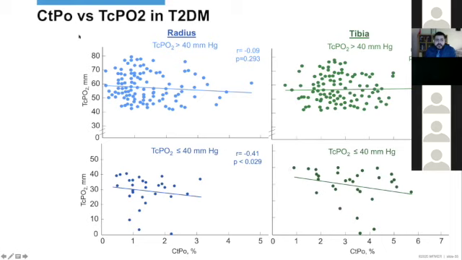Cortical porosity, as I mentioned earlier, is increased in this group, and we were able to see in our cohort that the cortical porosity actually corresponded with lower transcutaneous pressure of oxygen, TCPO2, which indicates microvascular complication and decreased perfusion to the periphery, meaning that the cortical porosity could be explained by vascular issues that are happening distally in these patients.